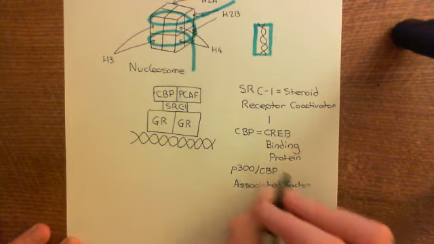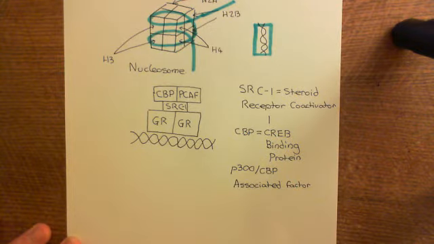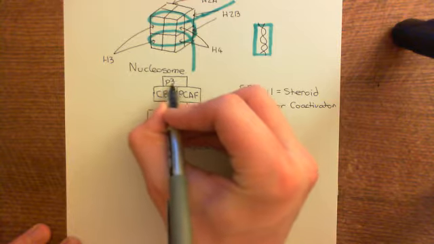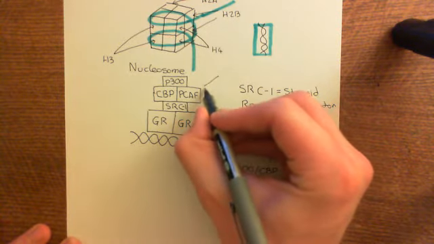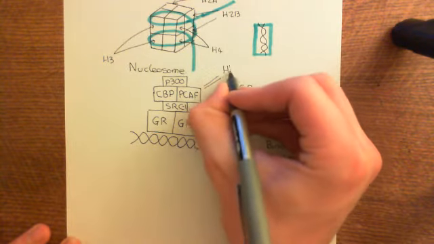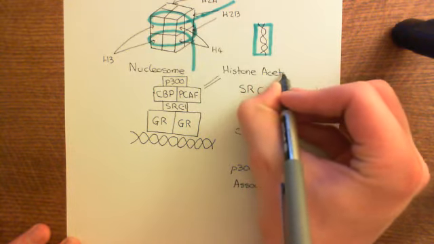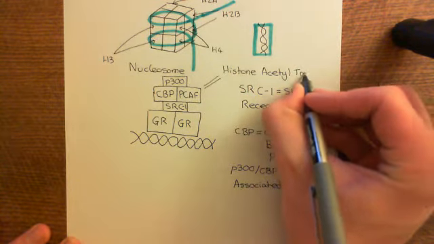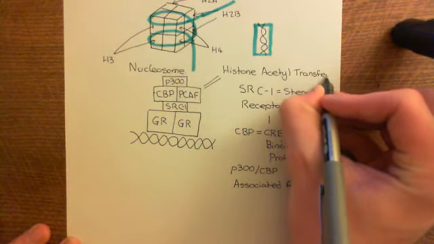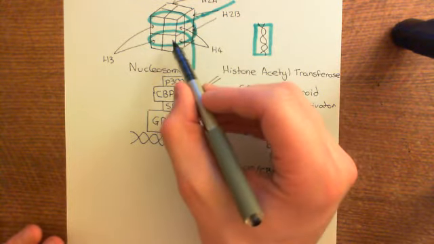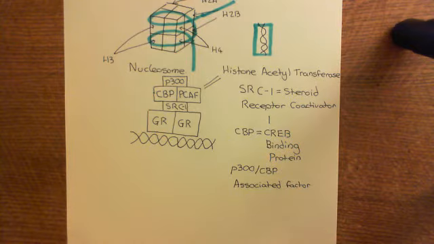Okay, and on the surface of this Krebs binding protein and P300 CBP associated factor, you're going to bind then P300. Now this complex is what's known as a histone acetyl transferase. So this is an example of a histone acetyl transferase, or a HAT basically. And these HATs are going to add acetyl groups specifically onto lysine residues in the histone 4 protein. Okay, so let's now discuss these lysine residues in the histone 4 protein.